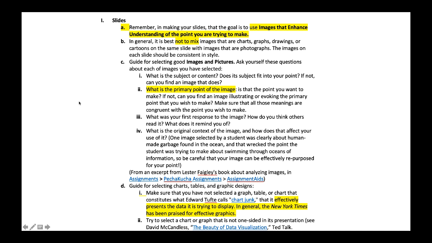So this is the instructions for your final PechaKuchas document. The first part of it talks about how to make the slides, how to select images, and what to think about when you're selecting those images. The most important part is that the images you're going to select, or graphs or tables, they're going to enhance the understanding of the point you're trying to make. So when you select images, always think, what is the primary point of the image? What am I trying to achieve?